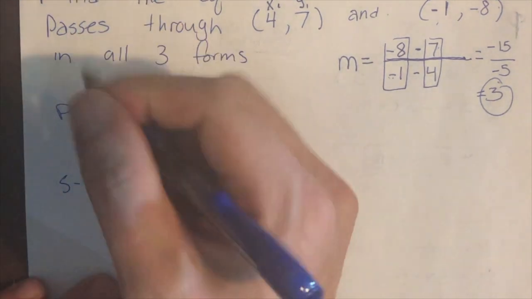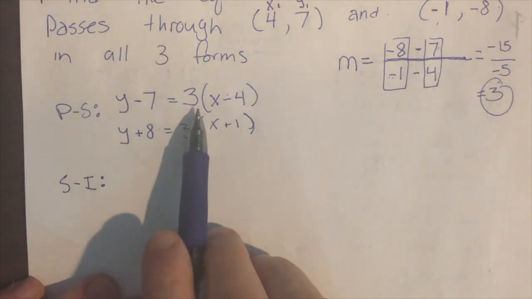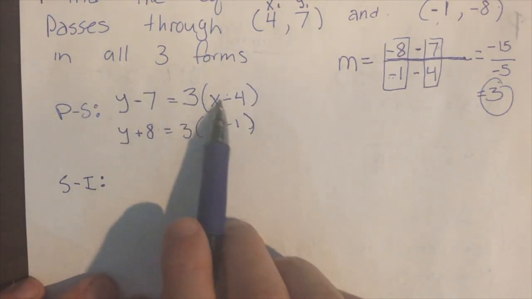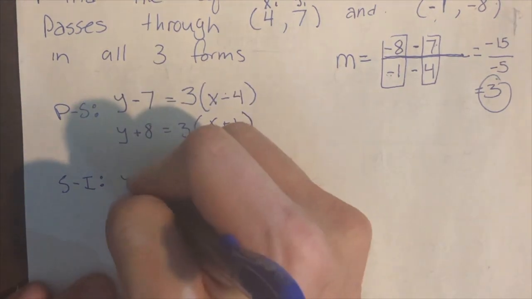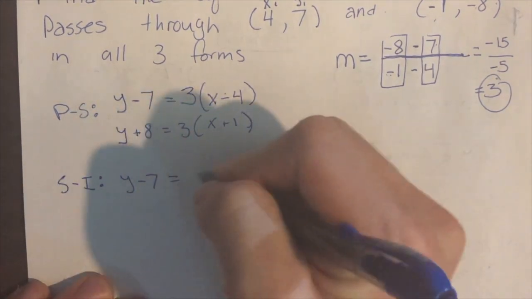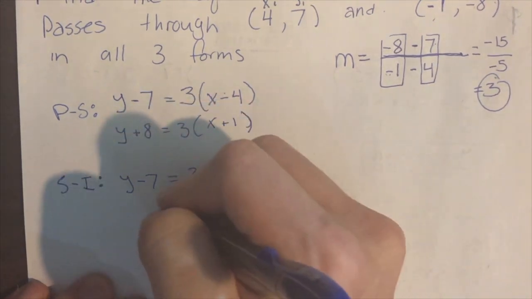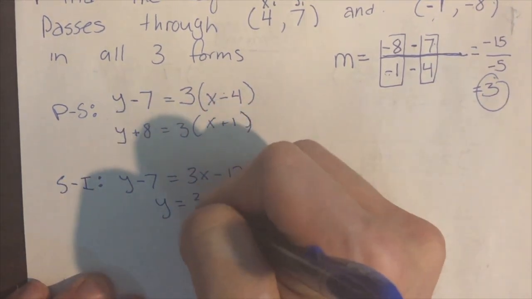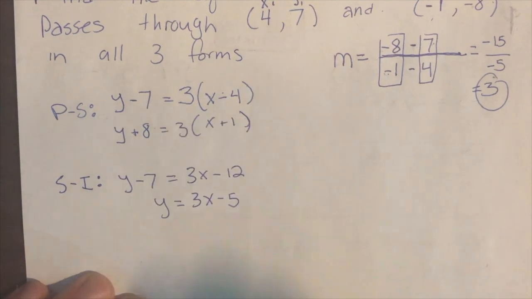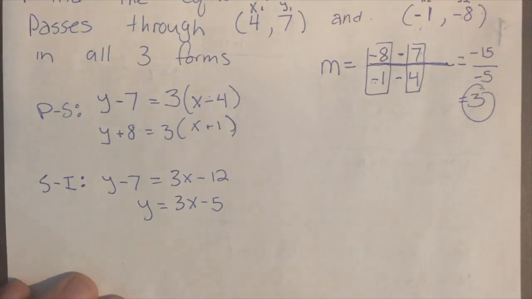Okay, here's how we do it. Ready? So I'm going to go ahead and, again, distribute. So I'll do the first one first. 3x minus 12. Then I add the 7. Y equals 3x minus 5. Now I'll show you on the second one.